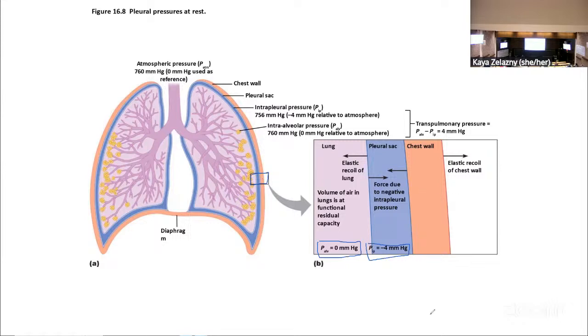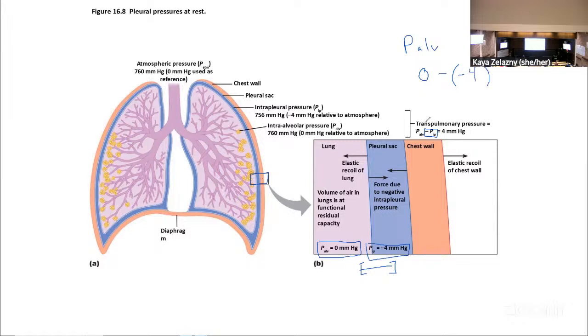So we can note that our intrapleural pressure is always negative, and the way that we calculate transpulmonary pressure, this whole pressure across the wall of the lung, is by taking our alveolar pressure, PALV, in this case 0, and we're subtracting away, under normal conditions, a negative number. So at rest here, we've got our -4.